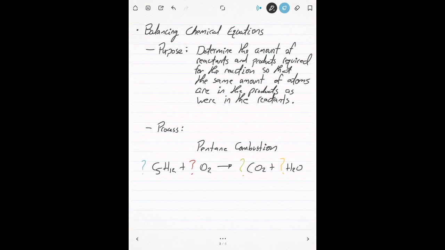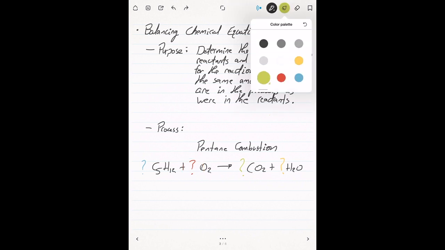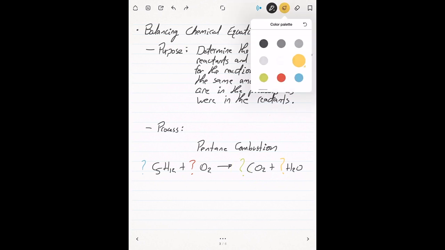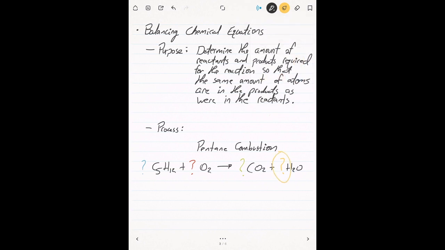This is when pentane is going to combust. And combust means react, oftentimes by fire, and oxidize. So what we have here is pentane, C5H12. I don't know how many molecules of pentane there are. It's going to react with oxygen, but I don't know how many oxygen molecules there are going to be. And when they react together, we're going to have carbon dioxide, CO2, but I don't know how many CO2 molecules will get produced. And water is going to get produced, but I don't know how many water molecules there will be.